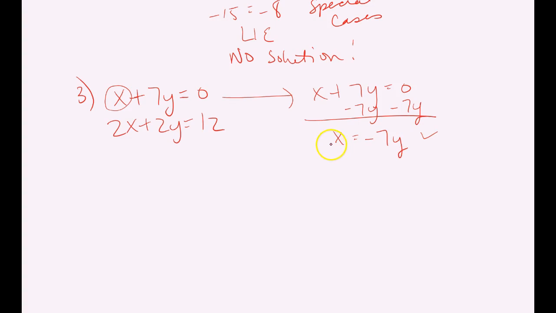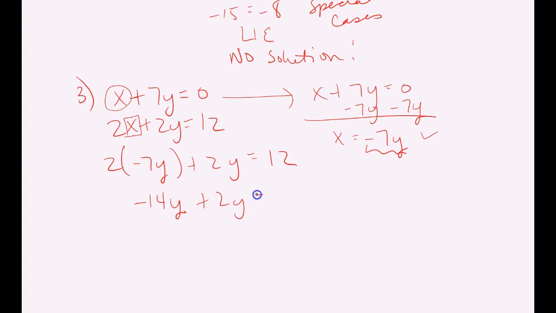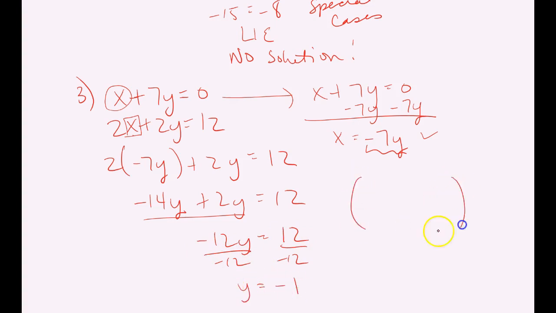Now, since x is what I got by itself, then in the second equation, x is going to come out, and it's going to be replaced by whatever x is equal to, which in this problem is -7y. Recopy the rest of the problem, and now you're in business. So what is 2 times -7y? Well, it's -14y. What is negative 14y plus 2y? I'm just going to add those together because they are like terms. Then I'm going to divide. Negative 1? Okay, great. So my y is a negative 1.